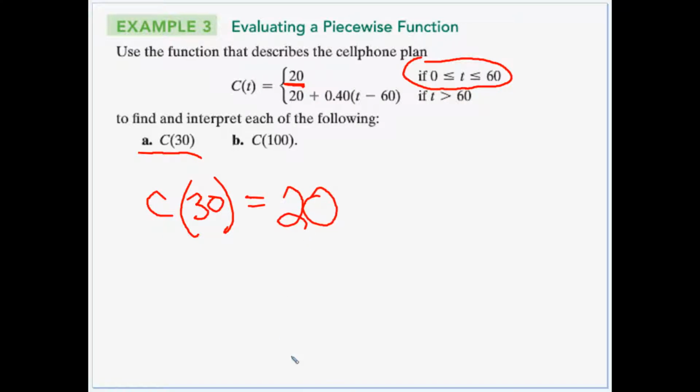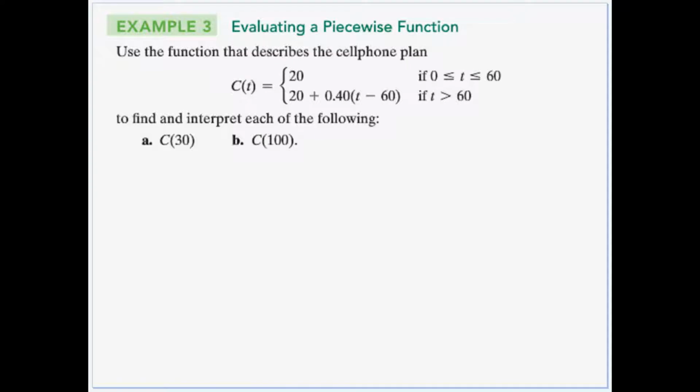To interpret that, we used 30 minutes of our cell phone plan. We're still paying $20. Even if we only did 10 minutes of calls, we'd still be paying $20. 60 minutes of calls, still $20.